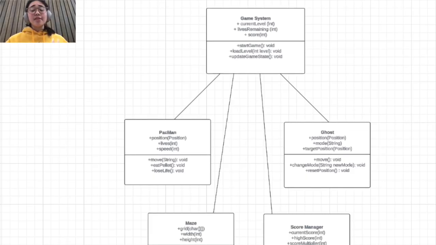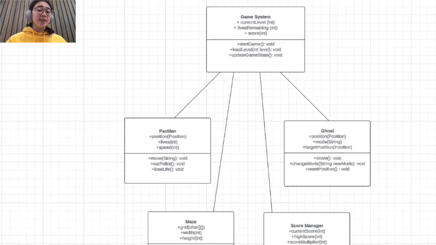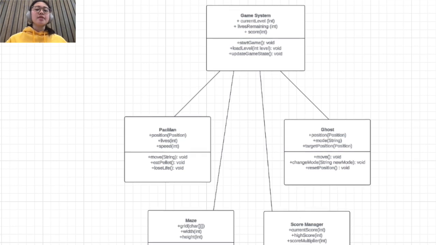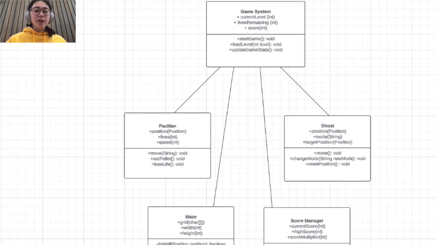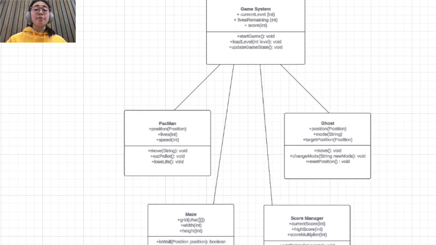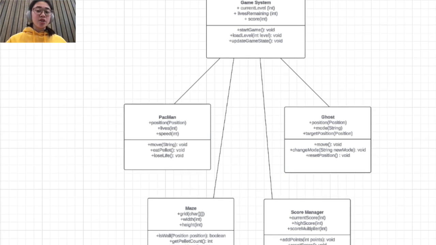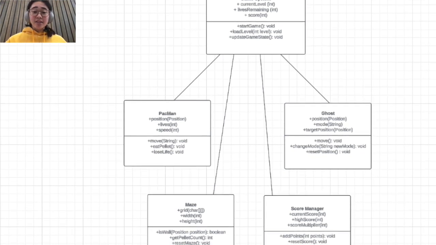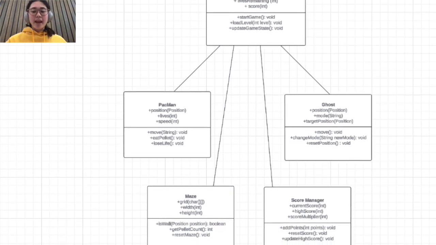Finally, let's discuss the class diagram, which provides a detailed look at the static structure of the Pac-Man game system. At the heart of this design is the game system class, which orchestrates the overall game flow and manages interactions between various components, including Pac-Man, Ghost, Maze, and Score Manager. The Pac-Man and Ghost classes are associated with the game system, meaning that the system controls their behavior throughout the game.